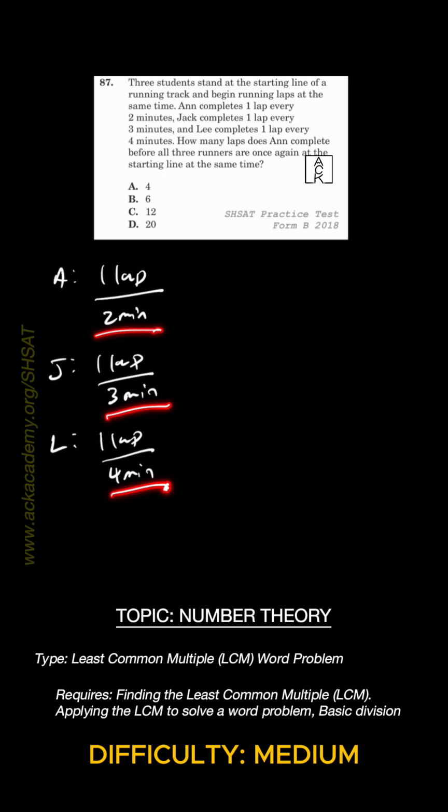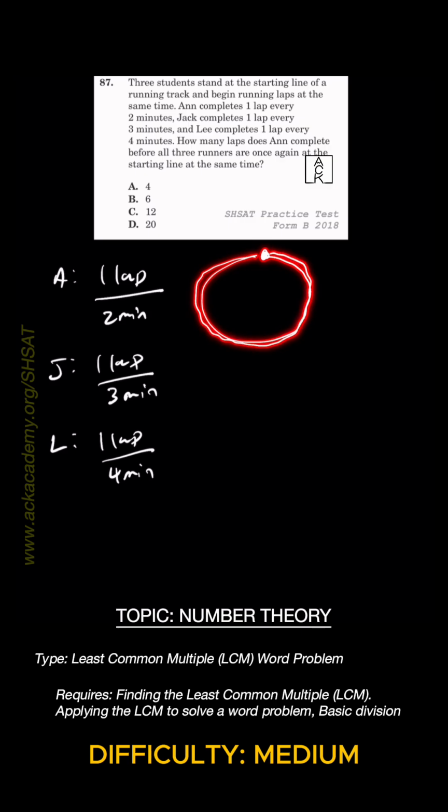I hope that's clear. So Anne runs one whole lap every 2 minutes. Okay, so if 2 minutes has gone by, she's back here. Jack completes one lap every 3 minutes, so the same one lap, we're back here, but at 3 minutes. And then Lee completes that same lap at a much slower 4 minutes.